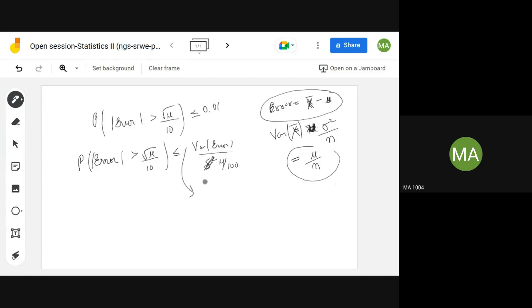Now you put it here. So mu by n into 100 by mu is less than or equal to 0.01. So you get n greater than or equal to 100 by 0.01, so basically n should be greater than 10 to the power 4. We are saying that the variance is mu by n because this is Poisson, and variance and mean are the same. Yes.